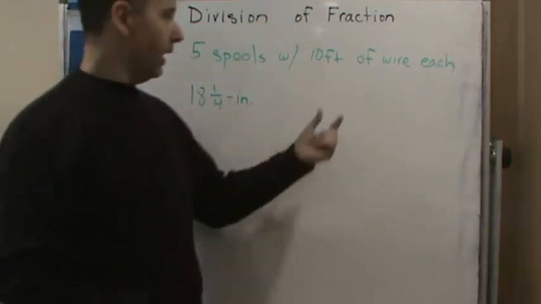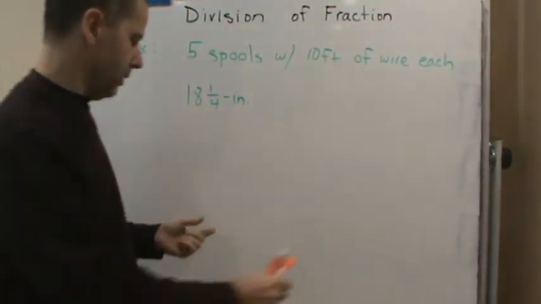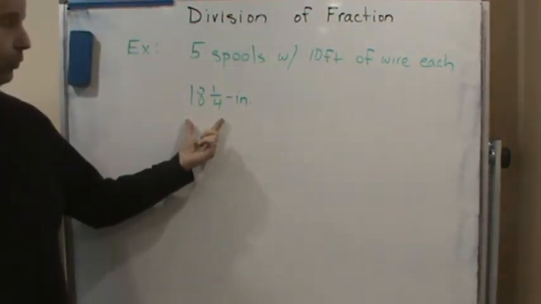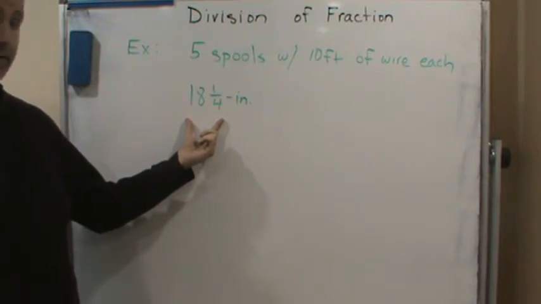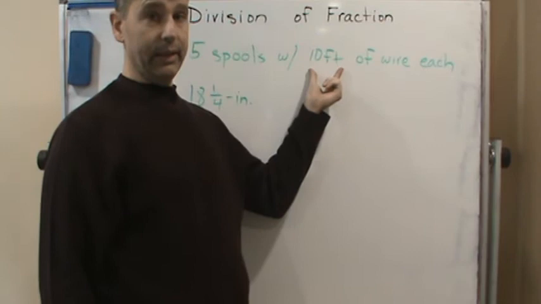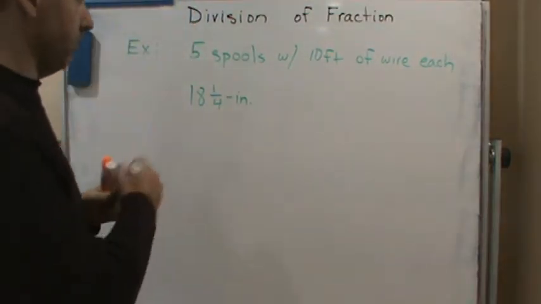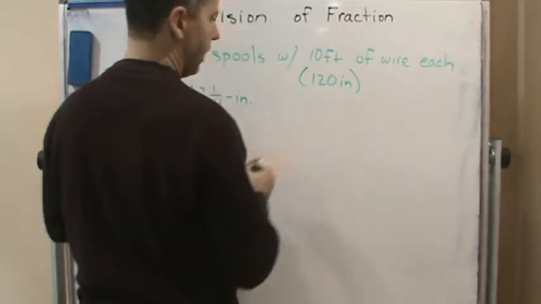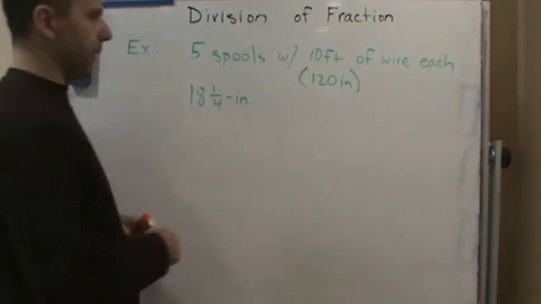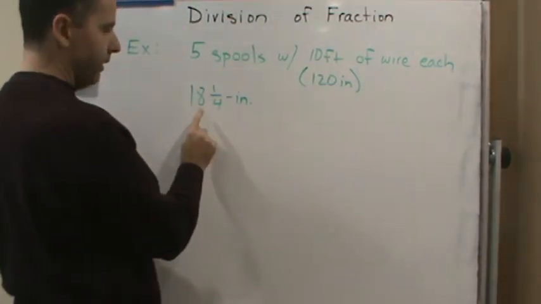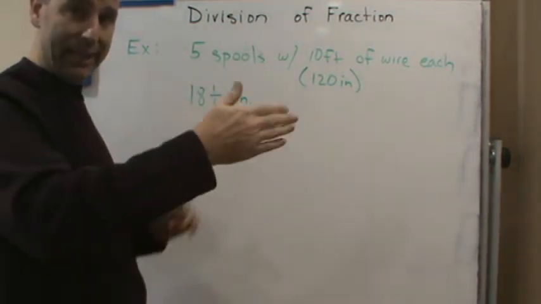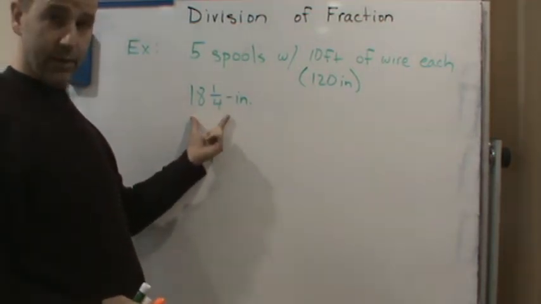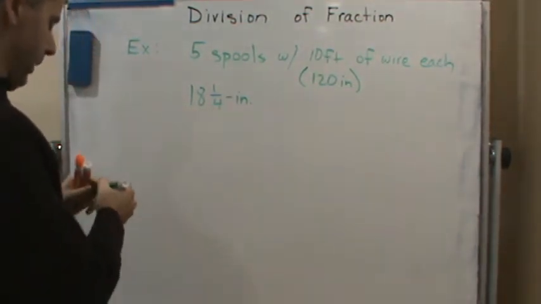Now here's the thing. This is measured in feet. This is measured in inches. We need to make sure that the units are the same. So I'm going to change this to inches. So this is going to be 120 inches, right? So 10 feet is 120 inches. So now I'm going to take 120 inches and divide by this, because then that will tell me how many pieces of wire I will end up with that are this long. So let's do it.